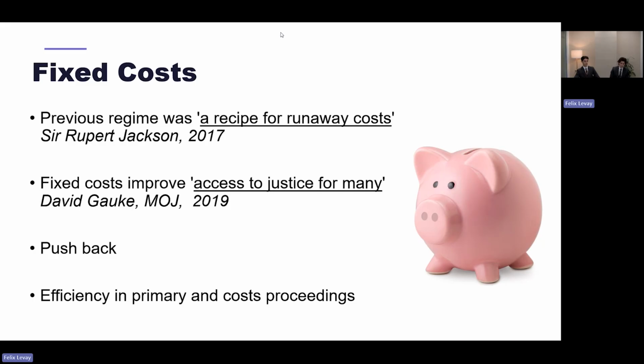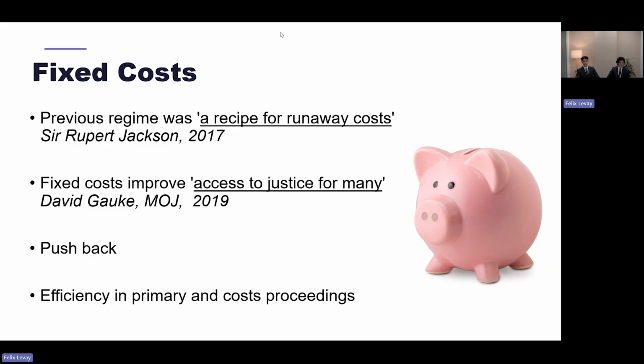There was considerable pushback, and you may remember there was concern about clinical negligence and where that would fall in terms of intermediate or multi-track. There was a judicial review brought by the Association of Personal Injury Lawyers. That's no longer pursued after some government concessions. But there has been a fairly significant pushback, I think. The name of the game is to improve efficiency in primary and cross proceedings. And I think we'll have to wait to see whether the evidence bears that out as we go along. It's still relatively early days.